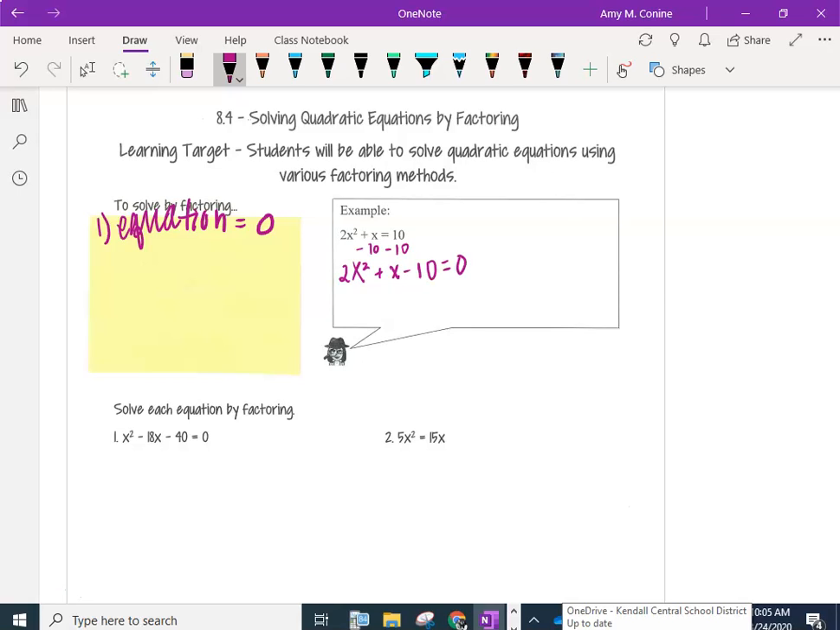So that's step 1. Step 2 is when we begin our factoring, so we need to look to see if we have a GCF. For our example, there is no GCF here, so we are good to go. We're going to look at our next step, step 3. We're going to move forward with our factoring.